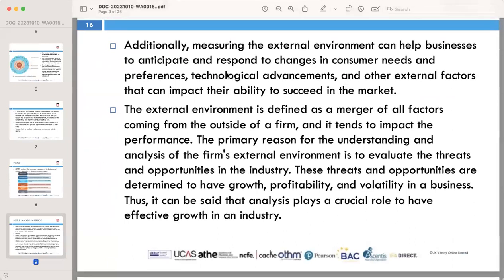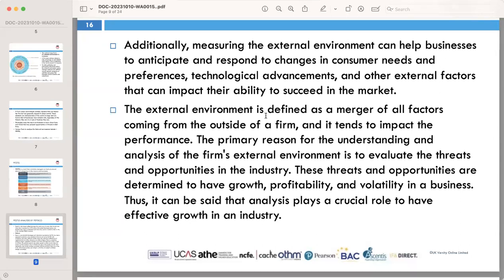So additionally, measuring the external environment aids businesses in proactively anticipating and responding to shifts in consumer needs and preferences, technological. So the external environment is defined as a merger of all factors coming from the outside of a firm, and it tends to impact the performance.